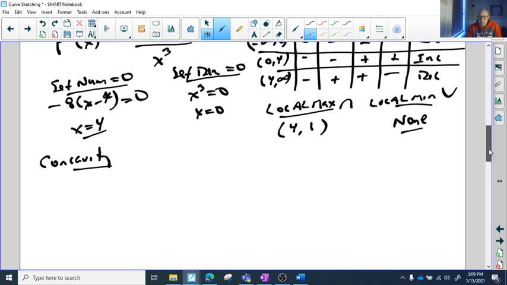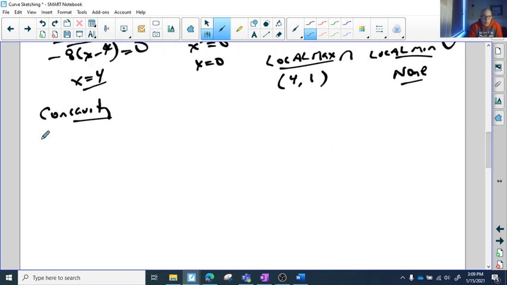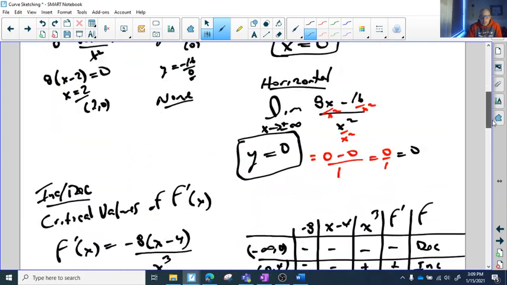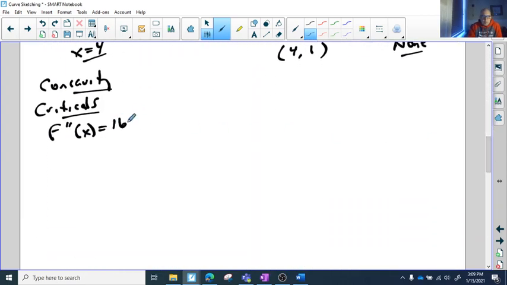So for my concavity check, I need the critical values of the second derivative. f double prime at x is equal to, let's go up and check on that one, 16 times (x minus 6) over x to the 4th. This one I'm just going to do by inspection and say that this fraction would equal 0 if x was 6, and it will go undefined if x was 0. So those would be the 2 critical values.